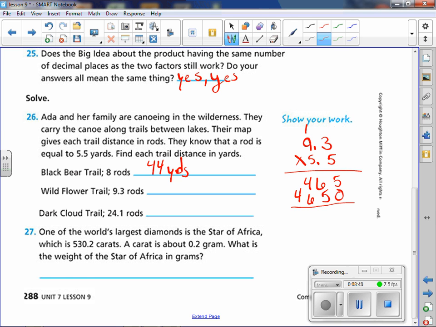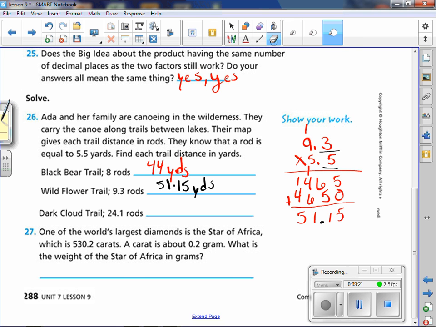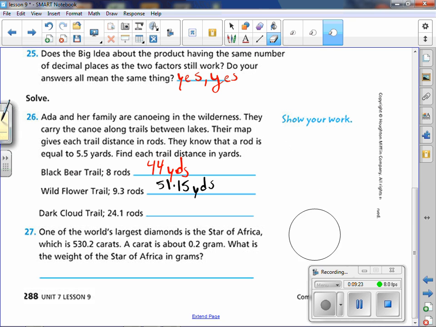Okay, and then I'm going to add. Bring my 5 down. 6 and 5 is 11, carry my 1. 6 and 4 is 10, plus 1 is 11, carry my 1. Okay, now I've got to go back and get those decimals. Notice that there are 2 digits behind the decimal places in the factors, and the product puts the decimal right there. So when I go to answer it, I'm going to have 511.5 yards.